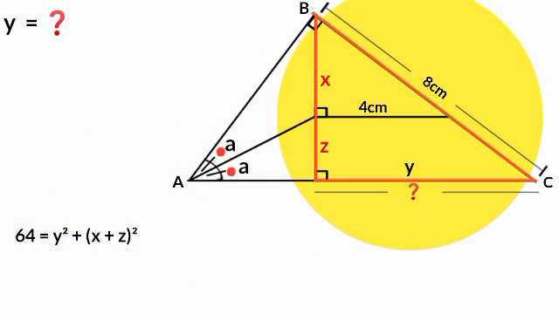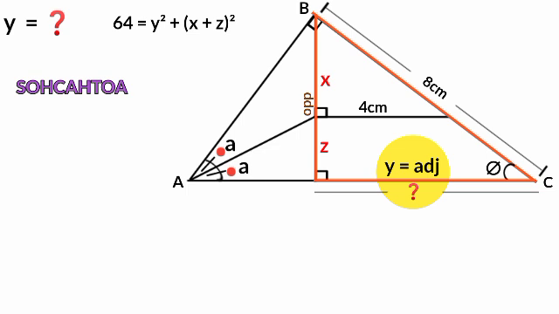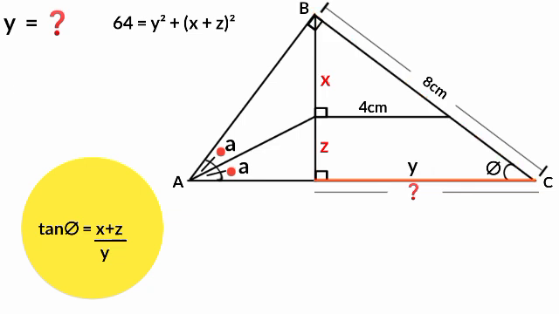Still on this triangle, if we use SOHCAHTOA, taking this angle as theta, this is the opposite and there is the adjacent. From here, tan theta equals opposite over adjacent. Opposite is x plus z and adjacent is y. So tan theta equals (x plus z) all over y.